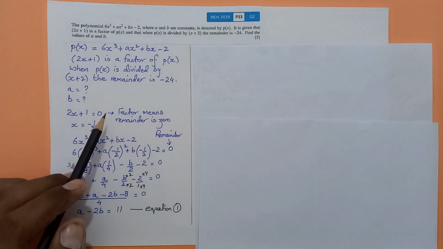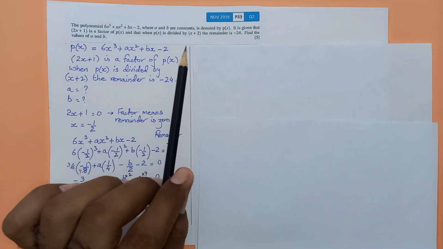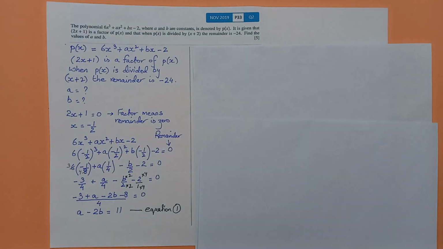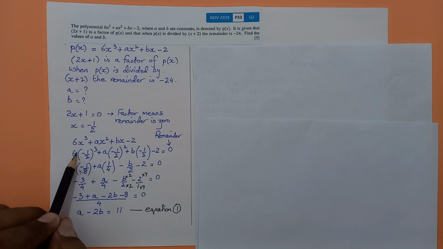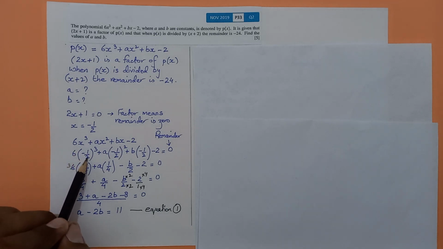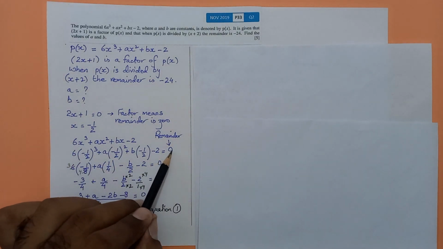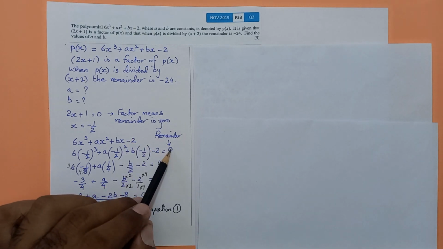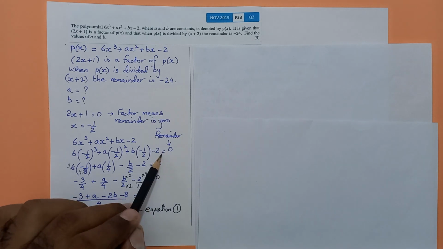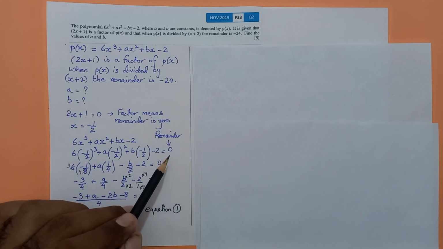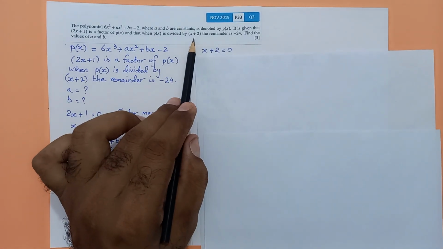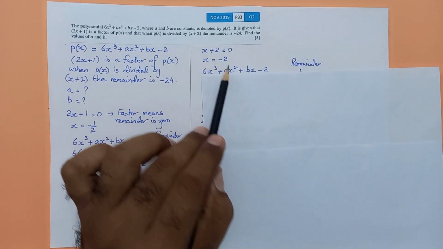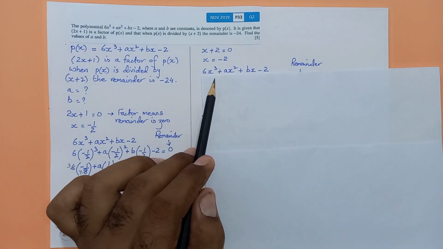The second condition given in the question is that when the polynomial is divided by x plus 2, the remainder is negative 24. Over here, when we substituted minus 1 upon 2, we made it equal to 0. Why? Because it was a factor, and when it is a factor, the remainder is 0. But now we are going to substitute x plus 2, and x plus 2 means x is equal to minus 2, in the same polynomial P(x).